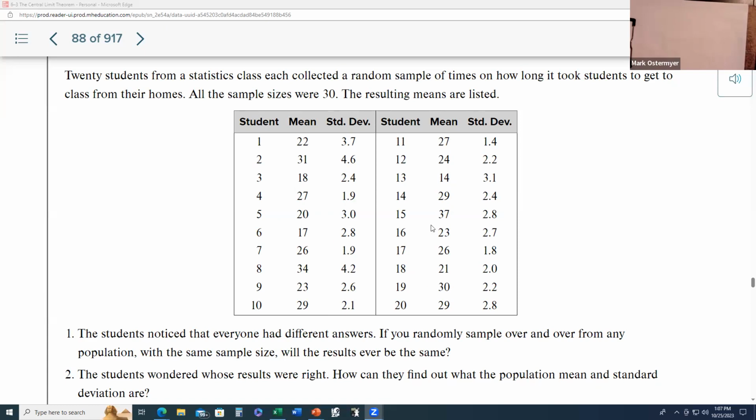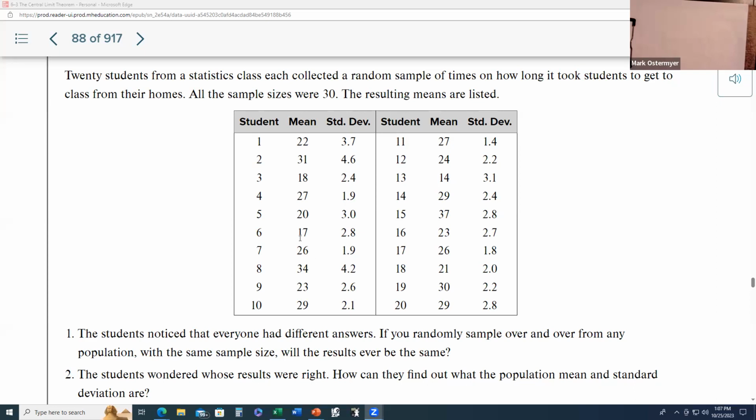If I choose randomly any one of these sample means, like suppose I chose 26, do I have any idea as to how close or how far away from the unknown population mean 26 really is? I don't have a clue. 26 could be very close to the population mean. Maybe the population mean is like 26.98 or something. Or it could be way far away. Maybe the population mean is like 41 or something.